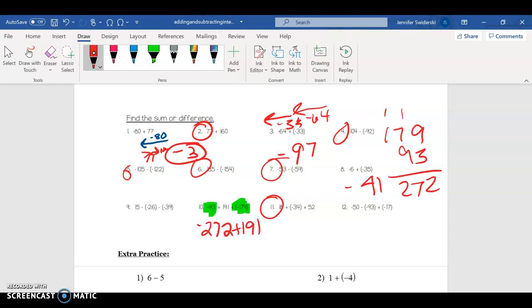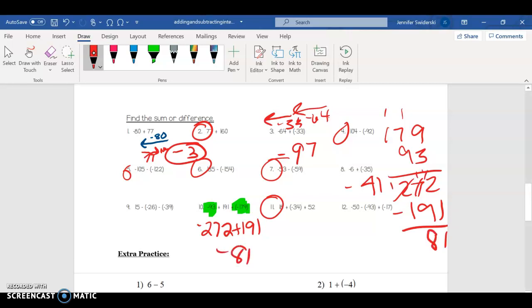plus 191. So when that happens, we learned you subtract and keep the sign of the bigger absolute value. So now I'm going to subtract. 2 minus 1 is 1. This becomes a 1. 17 minus 9 is going to be 8, and 8 is 16, so 8. So I end up getting negative 81.